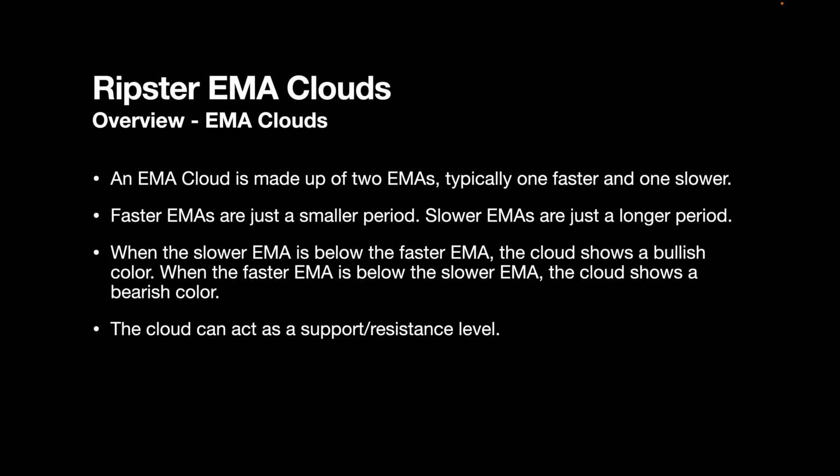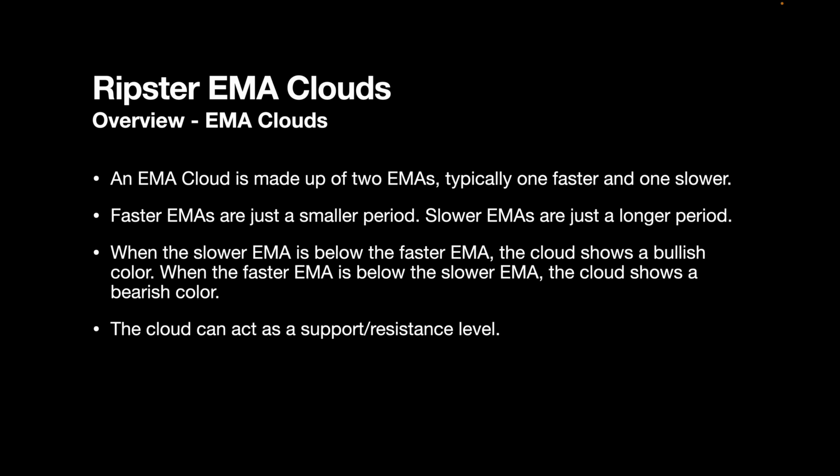Okay, so let's talk about EMA Clouds. An EMA Cloud is a really simple and elegant solution that provides a lot of information very, very quickly. It's made up of two EMAs, typically one faster and one slower. The faster EMA is just a smaller period, like let's say 5, looking back just 5 candles. And a slower EMA is just a longer period, let's say looking back 12 candles. From that, if you shade the area in between these two EMAs, you get what looks like a cloud, which is what the EMA cloud is.